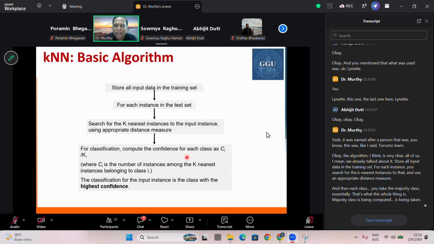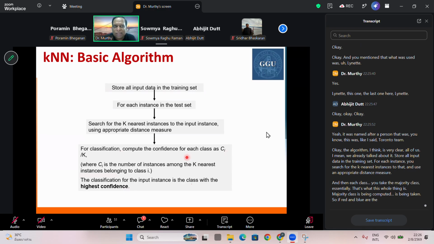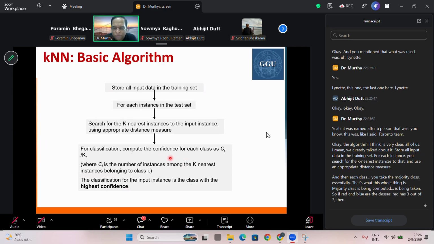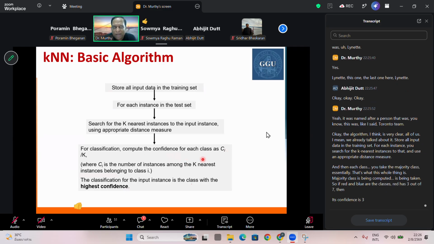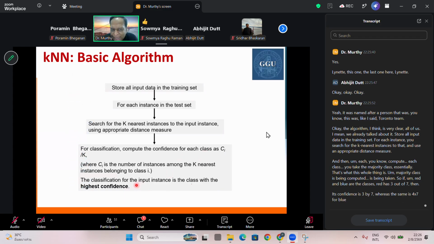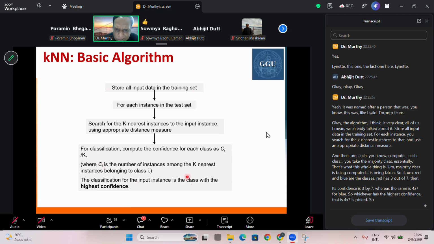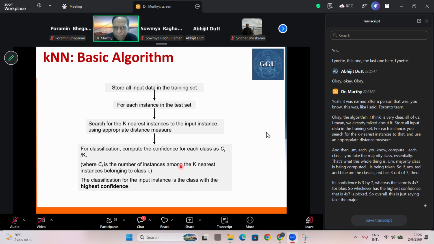So if red and blue are the classes, and red has 3 out of 7, then its confidence is 3 by 7, whereas it is 4 by 7 for blue. So whichever has the highest confidence, that is 4 by 7, is picked. Overall, this is just saying take the majority class. Okay.